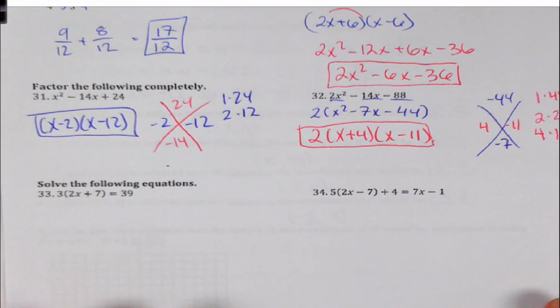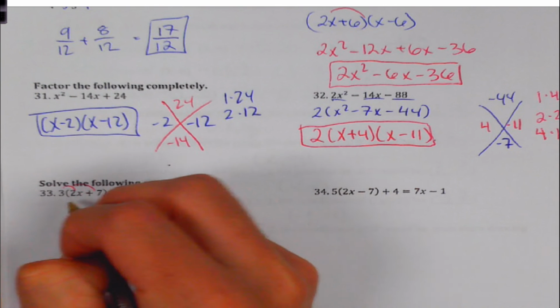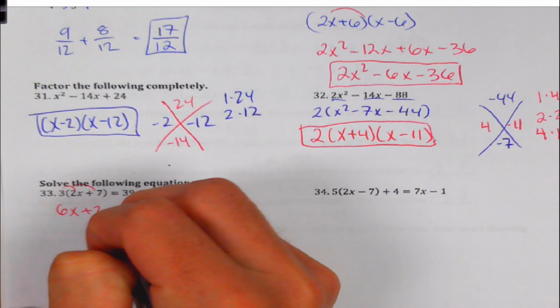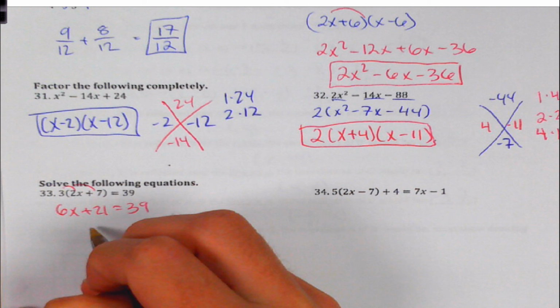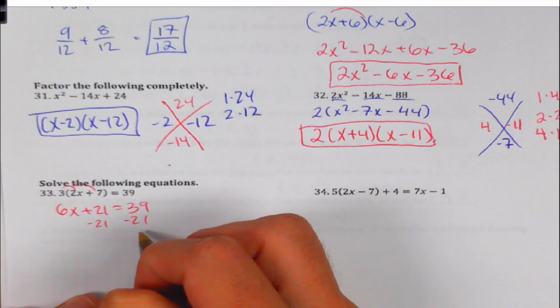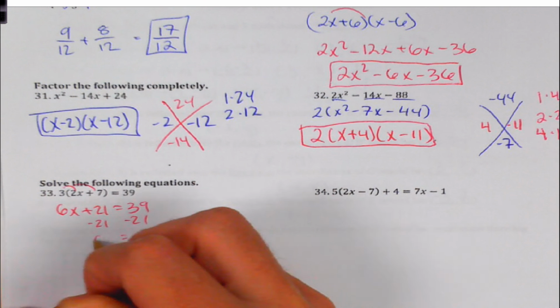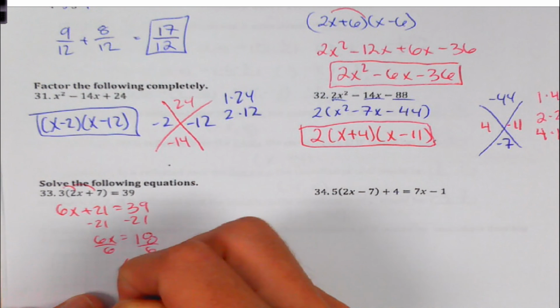And then some multiplying, distributive property, that's going to be 6x plus 21 equals 39. Subtract the 21, and we're going to get 18 equals 6x. Divide by 6, x equals 3.